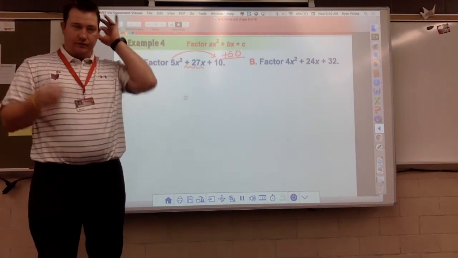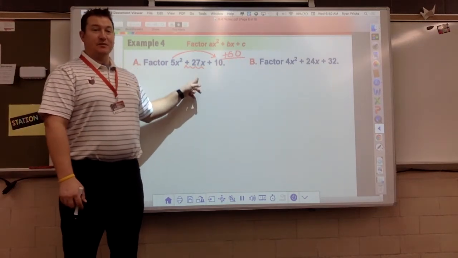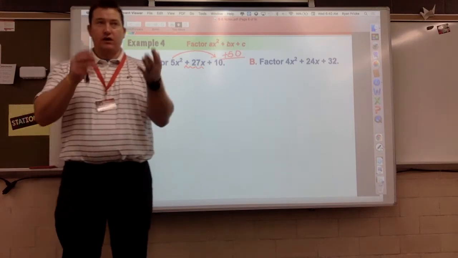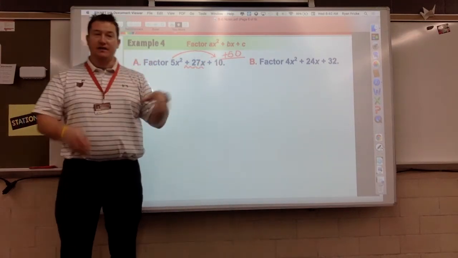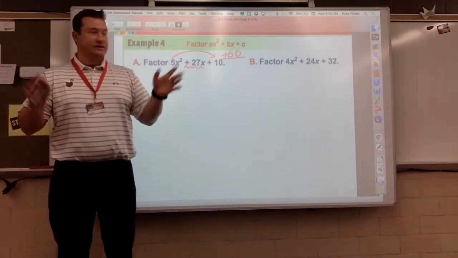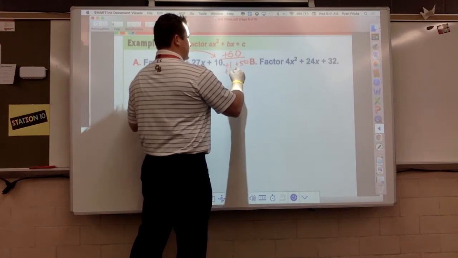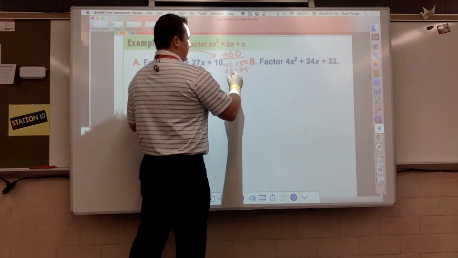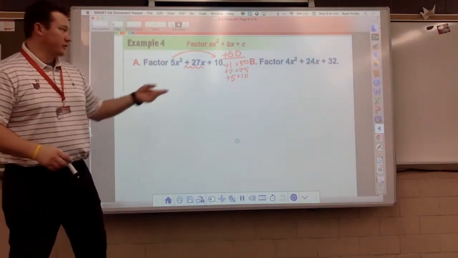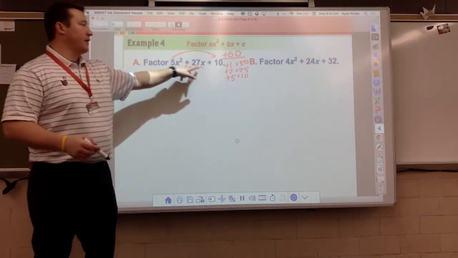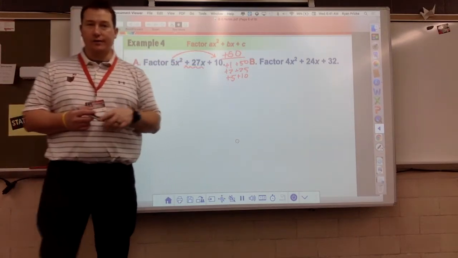I know some of you are already going through your brain. Remember, it's multiply to positive 50, add up to positive 27, right? So 2 positives or 2 negatives could multiply together to give me this, but only 2 positives will add together to give me this. So everything's going to be positive. So in other words, we could have positive 1, positive 50, positive 2, positive 25, positive 5, positive 10, right? And of course, all of you were yelling, I could hear you. Hey, stop, there it is. Yeah, so 27 is the 2 and 25 one, okay?